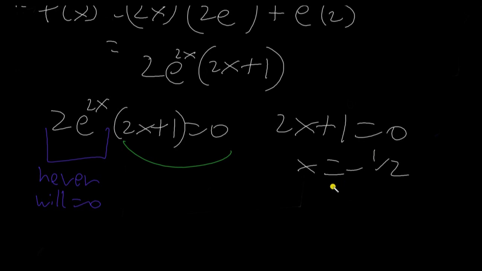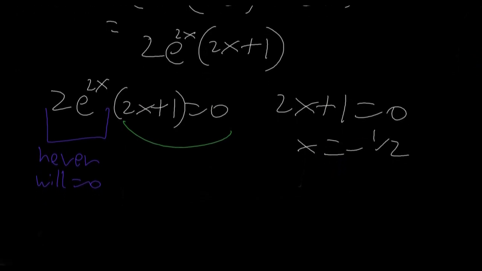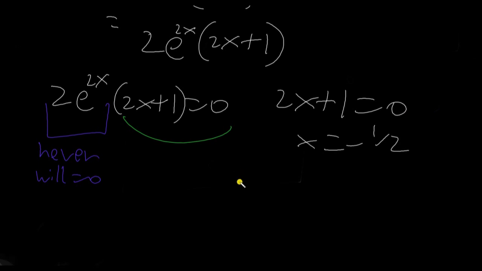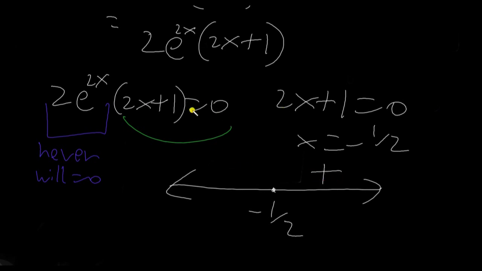This is a critical number, so we can test whether it's a minimum or a maximum by putting it on this number line. We can have negative 1/2. If I plug in a number greater than that, like 10,000 for example, I'm going to get a positive number. If I plug in a negative number like negative 10,000, I'm going to get a negative number, which means the graph is decreasing, then increasing. So this is a relative, or an absolute minimum in this case, because it's the only critical number on the graph.